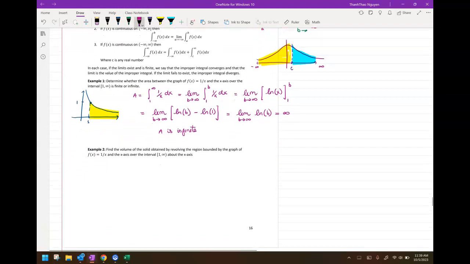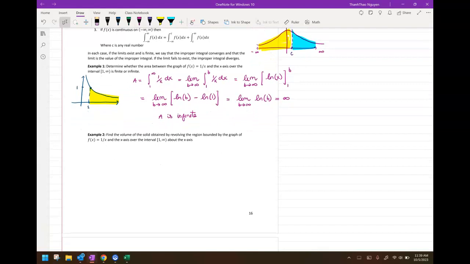Now, the next thing I want to talk about is the volume. Find the volume of the solid obtained by revolving the region bounded by the graph of f of x equals 1 over x and the x-axis over the interval from 1 to infinity about the x-axis. So we start with the same graph, and this is the interval in question, and we are rotating this about the x-axis.